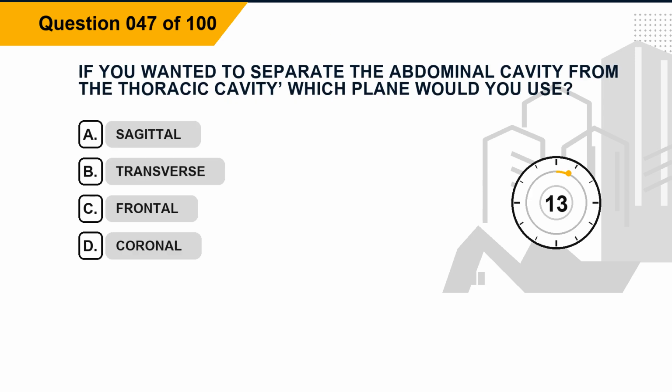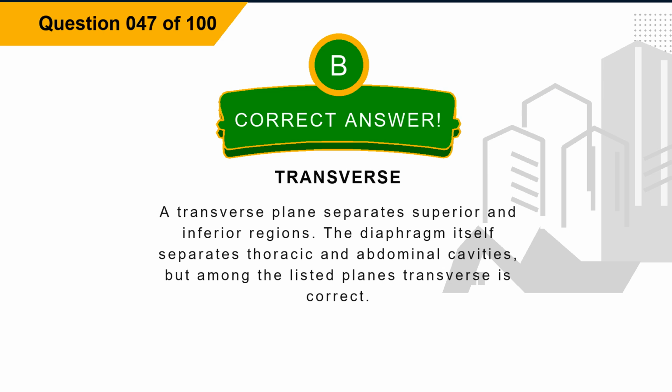Question 47. If you wanted to separate the abdominal cavity from the thoracic cavity, which plane would you use? Option A, sagittal. Option B, transverse. Option C, frontal. Option D, coronal. The correct answer is option B, transverse. Explanation. A transverse plane separates superior and inferior regions. The diaphragm itself separates thoracic and abdominal cavities, but among the listed planes transverse is correct.